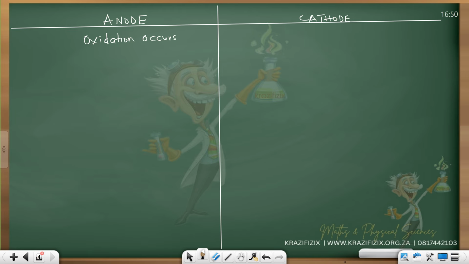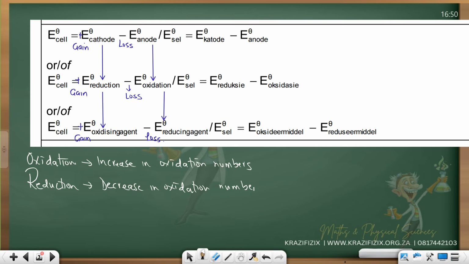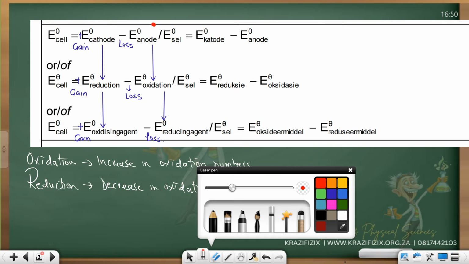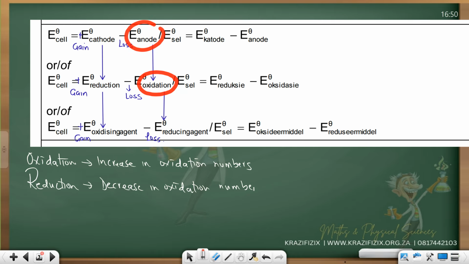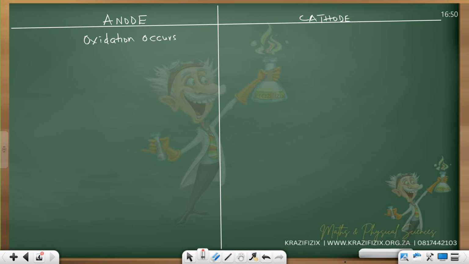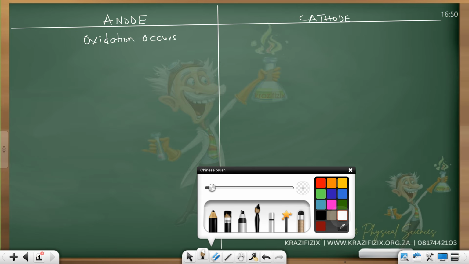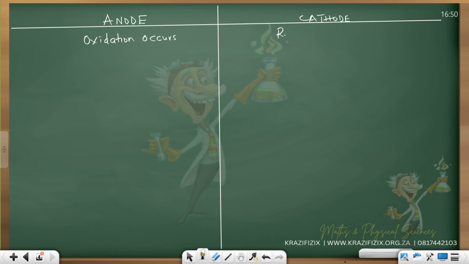And also we can get that from the formula page. If you go back to the formula, you would see anode. What happens there? Oxidation. And what do you find there? A reducing agent, because the reducing agent is oxidized. So they can play around with all of these things. Just use your formula page to guide. Cathode is where reduction occurs.